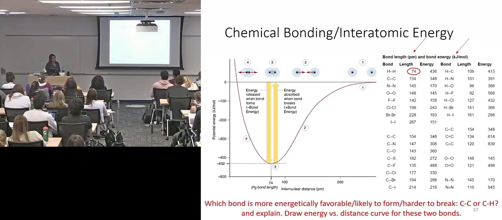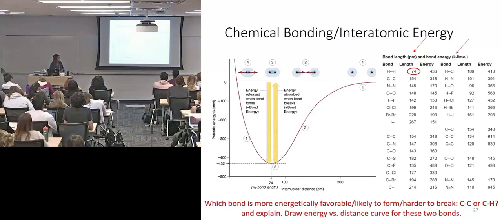So we will do the answer after, but take 5 minutes and talk about this with the people around you. So the question is, which bond is more energetically favorable? In other words, which one is more likely to form and harder to break? And your choices are carbon-carbon or carbon-hydrogen. Okay, so you can use the table. That's where you'll get this answer.